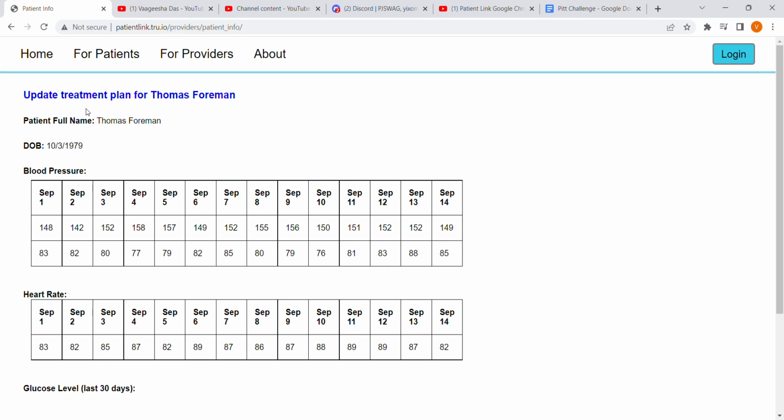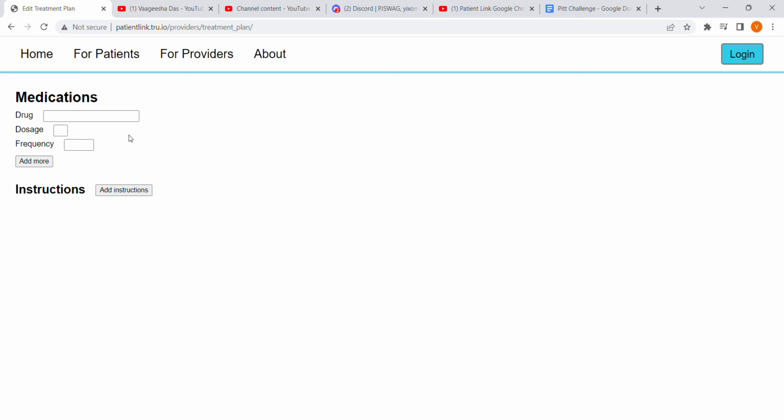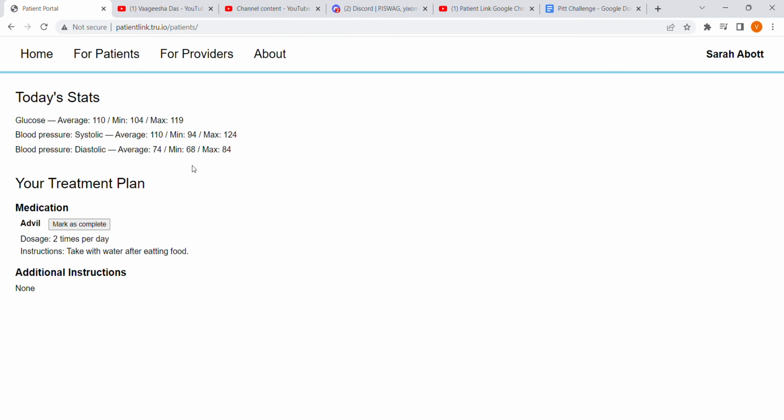The doctor may also choose to update and edit the treatment plan for a patient, and they can prescribe certain medications, add additional instructions as part of the treatment plan, and other things as necessary for the treatment of the patient. The patient is also able to look at their record and their stats for the day.